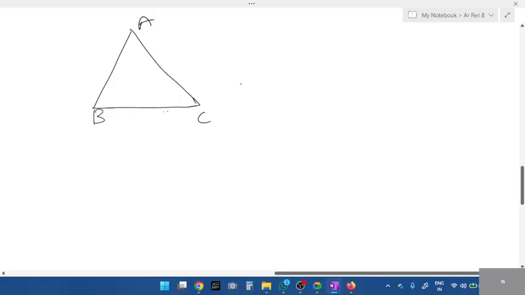Yes, respond all of you. How many sides does a triangle have? Three sides. Okay. What is the perimeter? It's the same. What do you mean by perimeter? Perimeter is the outer boundary, right? So AB plus BC plus CA. Right? I'll name the alphabets.